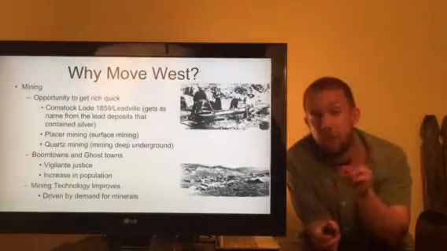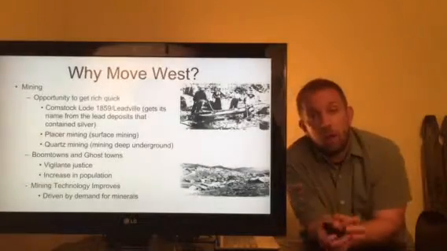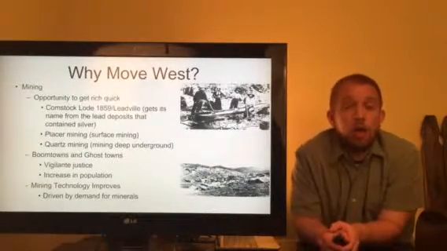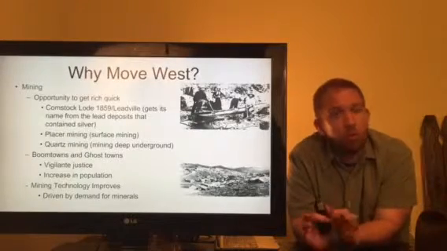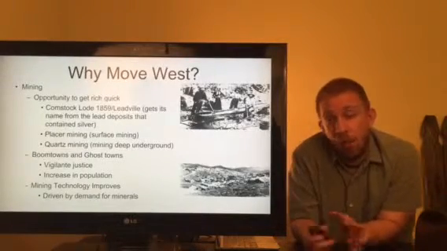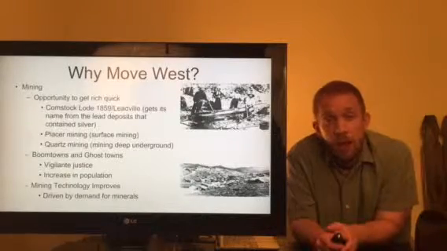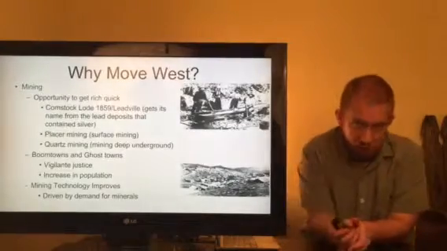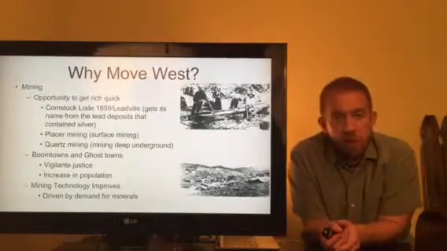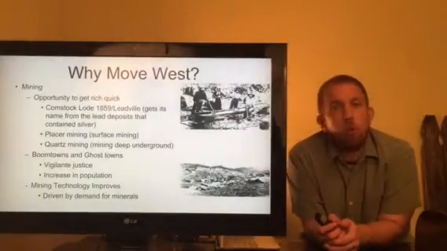There are 2 types of mining you'll need to know for the test. If you see in the picture here, the men in the top right corner, they are doing what's called placer mining. And placer means right along the surface. You're just scratching the surface. They often would go to a body of water, a creek or a river, and they would use big pans, and they would pan for gold, and they would sift it out of the sand. Okay? Once they found all of the surface gold, and they wanted to move deeper, they would do what was called quartz mining.